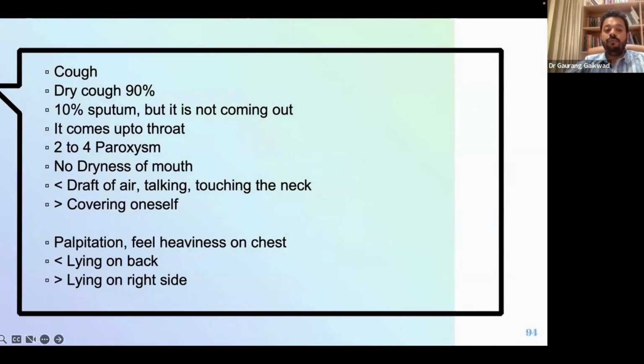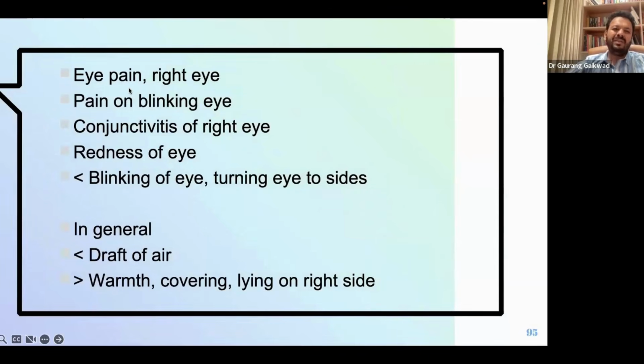She also, along with cough, has developed a lot of palpitations, feeling of heaviness on the chest, aggravated by lying on the back, better by lying on the right side. And the conjunctivitis symptoms, where there's a lot of pain, typically pain in the right eye and pain on blinking the eyes, lot of conjunctivitis, redness, itching, burning. It's a shooting type of pain, aggravated by blinking the eye, turning the eye to the sides. In general, aggravated by draft of air, better by warmth, better by covering, better by lying on the right side. So this is her presenting symptomatology.